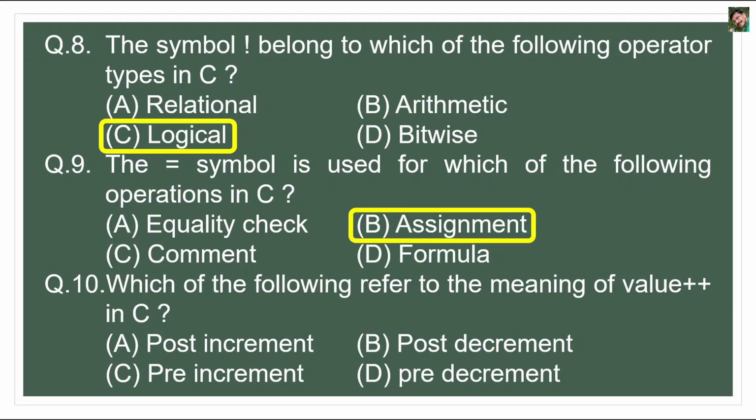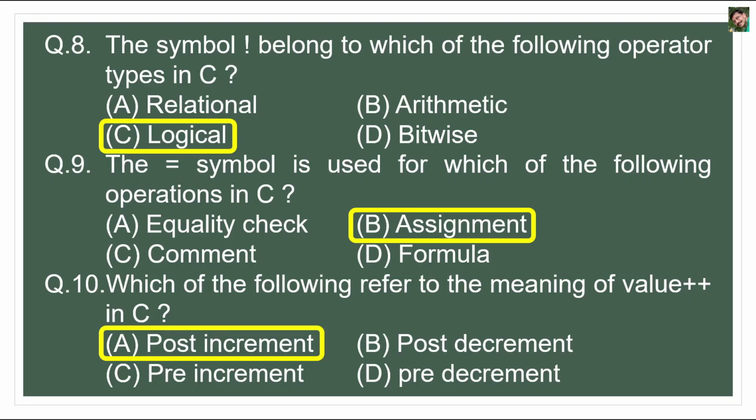Question number 10. Which of the following refers to the meaning of value plus plus in C? Now plus plus sign is called increment operator and minus minus sign is called decrement operator. But they both have two different variations in use. If you write plus plus sign before the name of variable, it is called pre-increment. And if you write plus plus sign after the name of variable, it is called post increment. So here the correct answer would be post increment.